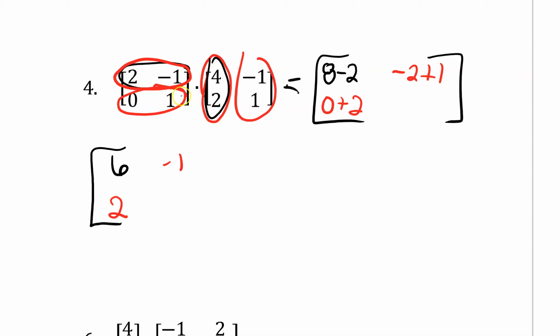And then lastly, we have the last row times the last column. 0 times -1 is 0. 1 times 1 is 1. Add those together, and we get 1.